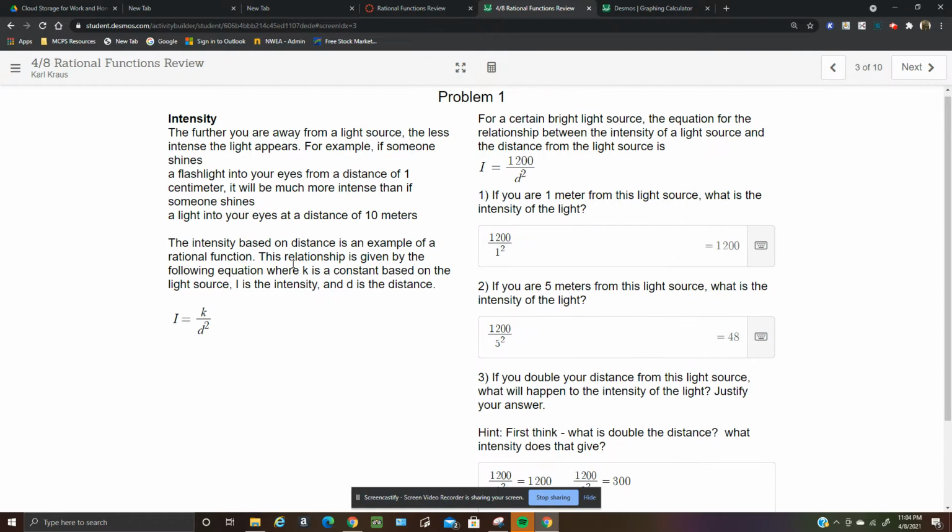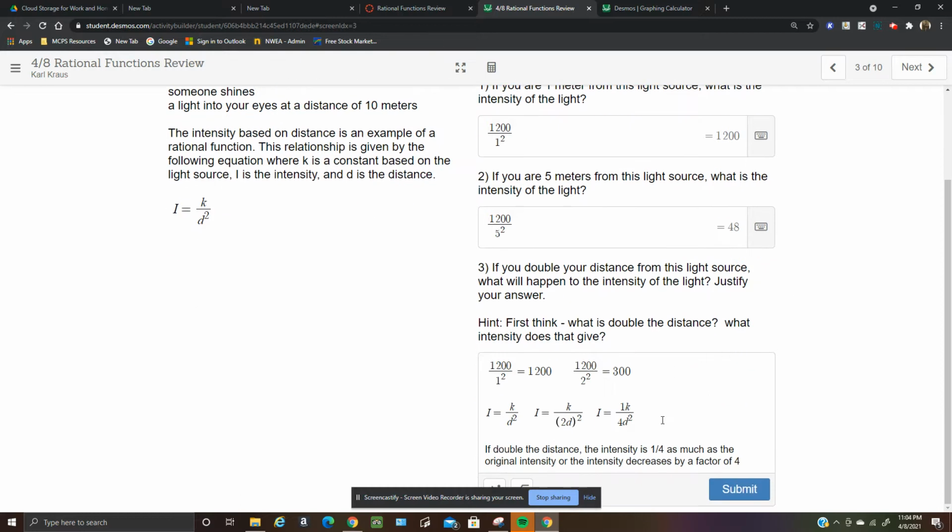Now this is problems about the intensity of light, I equals 12 over d squared. If you're 1 meter away, you plug in a 1, you get 12. 5 meters away from the light source, you have 5 squared in the denominator, you get 0.48. And then what happens when we double the distance? So if we go from 1 to 2, then the intensity goes from 12 to 3. So you notice that this is 4 times as less, or 1/4.